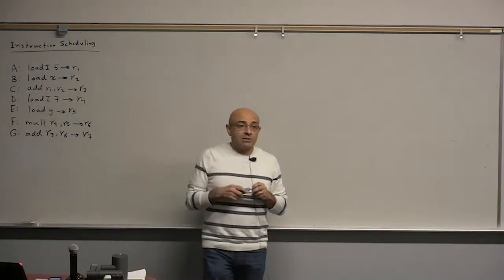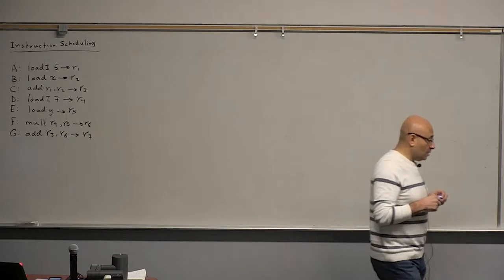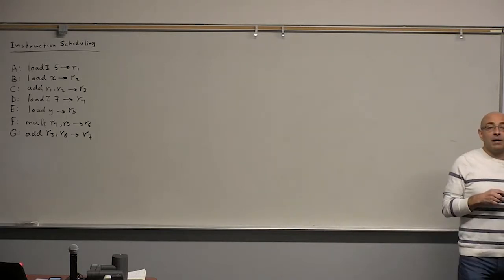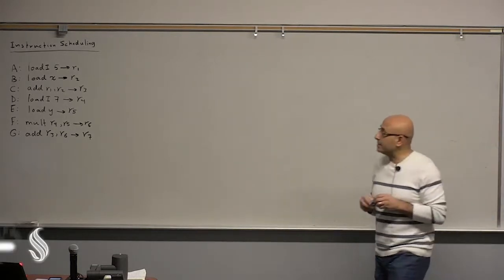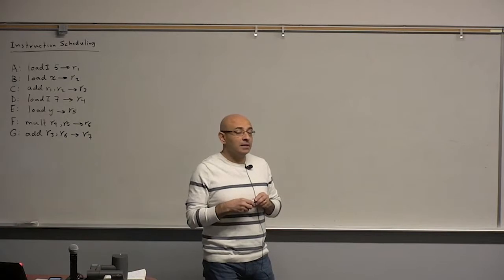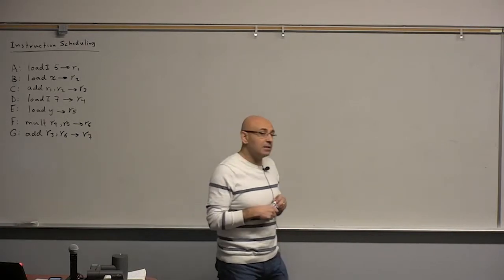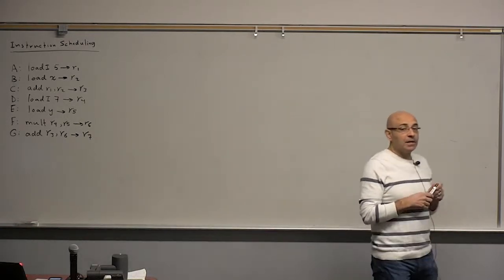So instruction scheduling is one of the compiler optimization passes. And in which part of the compiler is that pass? Yeah, the code generator. And where is that? Is it in the front end? In the back end. Yeah, it's in the back end.